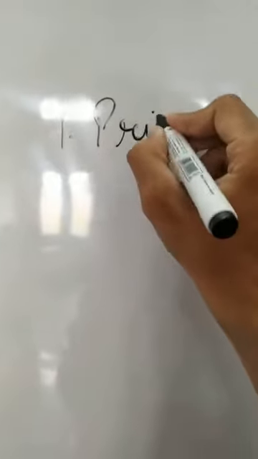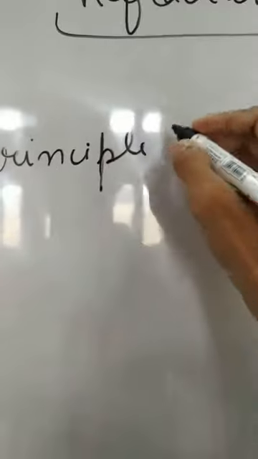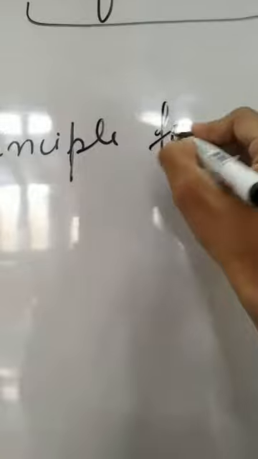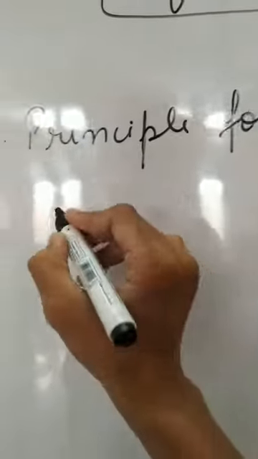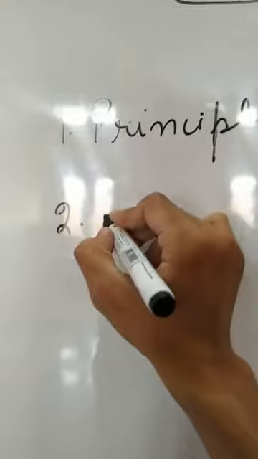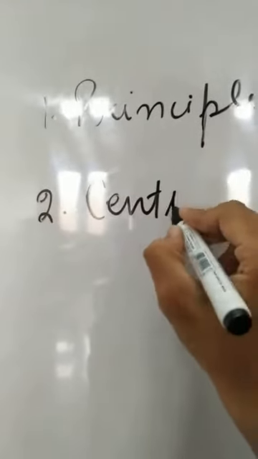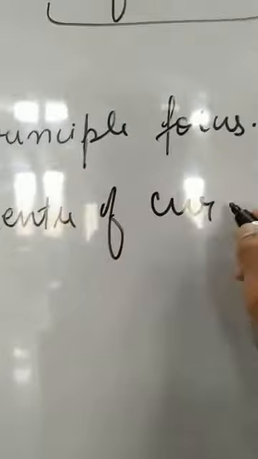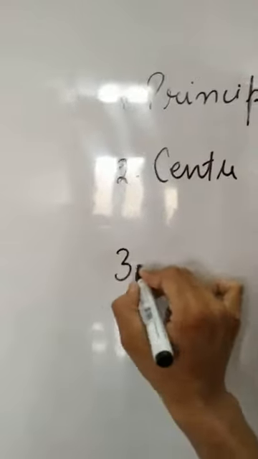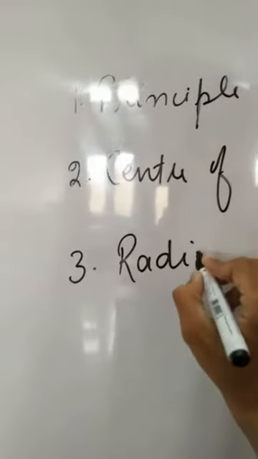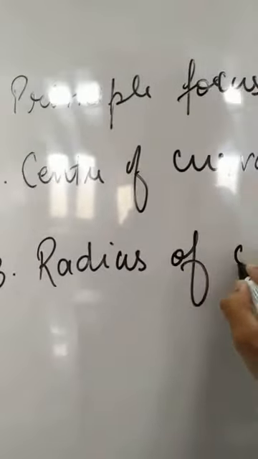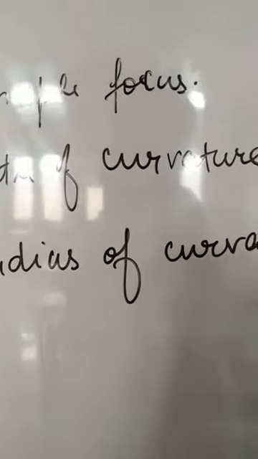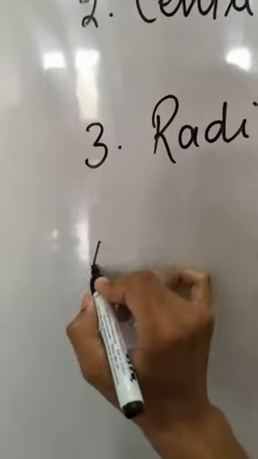Now let us study some of the important definitions. First is principal focus. Center of curvature. Radius of curvature. Pole.